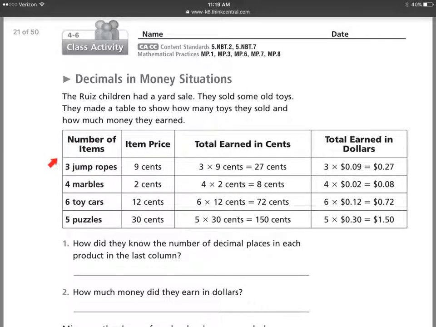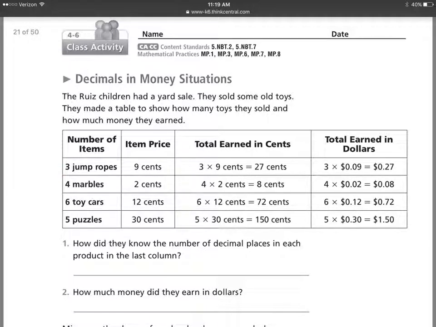This is the number of items that they sold. You can go through the list here and see that they sold 3 jump ropes, 4 marbles, 6 toys, and 5 puzzles. The second column is the price of the item. The third column is a total earned in cents, and they're using a mathematical equation. And the final column is the total earned in dollars.